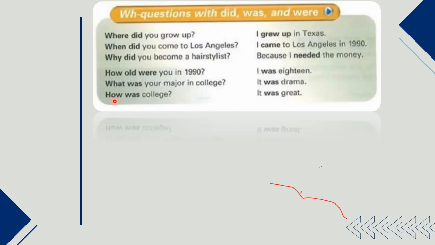How was college? ¿Cómo fue la experiencia en la universidad? How was college? In this case, the answer is it was great. Fue grandioso. And in your case, how was college? It was great too? Yes, it was. Okay, excellent. How was your high school?